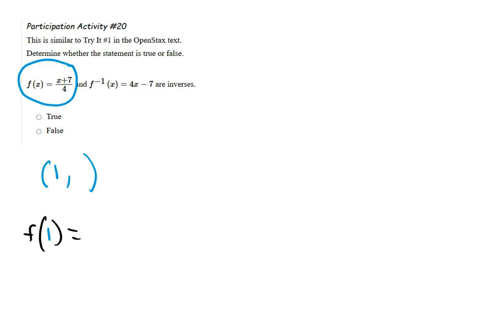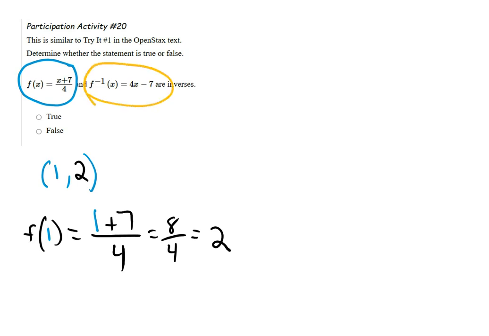Then that's going to be, if I plug in the 1 right here, 1 plus 7 is 8, and 8 divided by 4 would be 2. So when x is 1, y is 2. But then when you come over to the inverse function, if you put the 2, because remember this is x and this is x and this is y, but in the inverse function, this is your x.